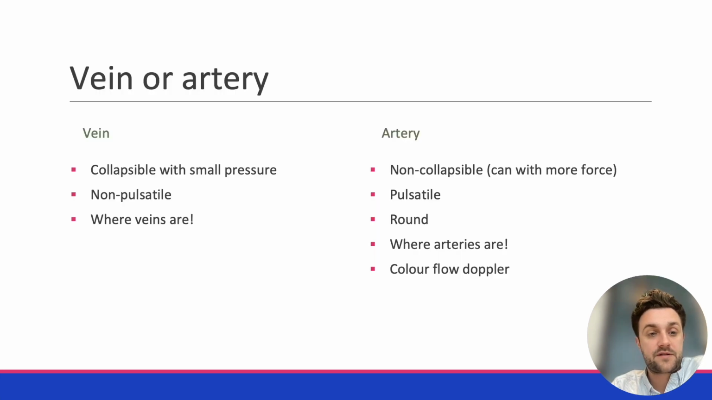So, arteries versus veins. The key thing with these is collapsibility. Veins will collapse with a small bit of pressure, whereas arteries will not. If you do put a lot of pressure on an artery, you will collapse it. Arteries tend to be more round, and they'll be roughly where you'd expect an artery to be going from basic anatomy. Additionally, we can use colour flow to detect an artery, whereas with veins, you may not be able to detect the flow, as the flow may be too slow.